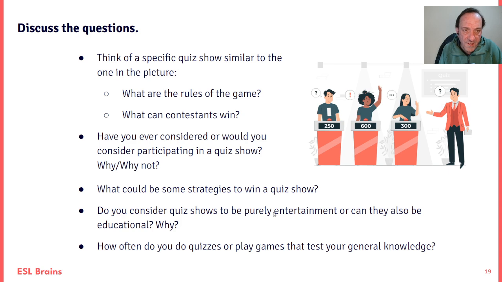Okay, discuss the questions. Think of a specific quiz show similar to the one in the picture. What are the rules? What can contestants win? I don't really watch quiz shows anymore, to be honest with you, but I used to like Who Wants to Be a Millionaire? And what were the rules of that game? I think you got 10 or 12 questions, and every question you got right, you got more money. And if you got all of them, you would win $1 million, €1 million, £1 million, whatever it was.